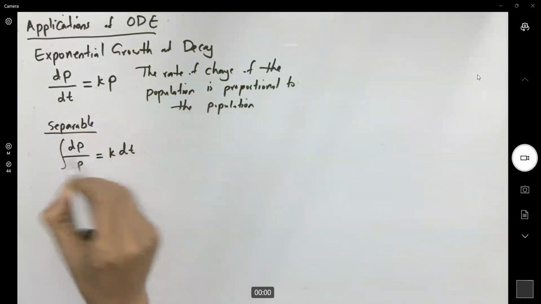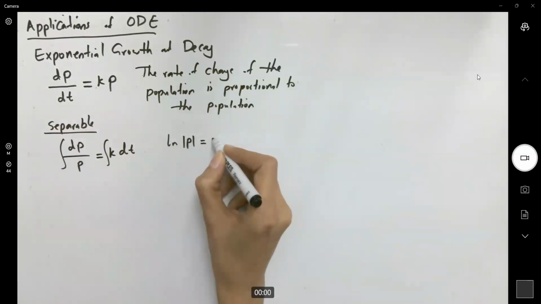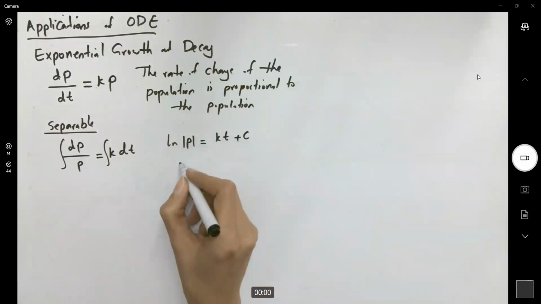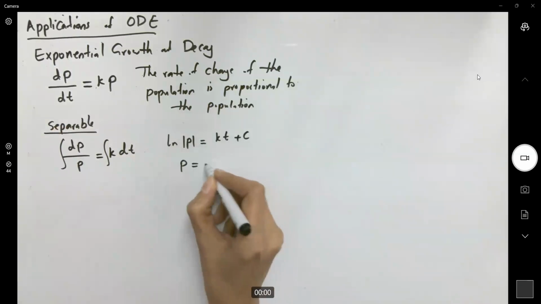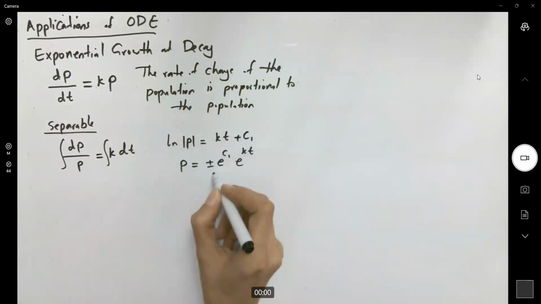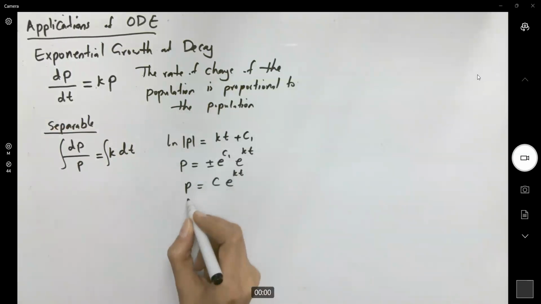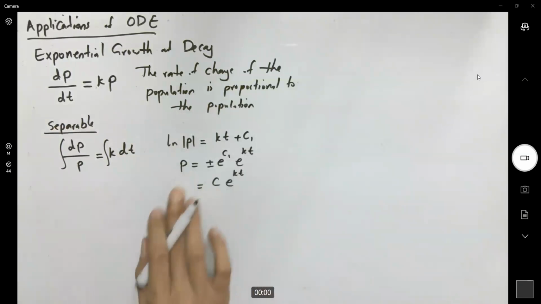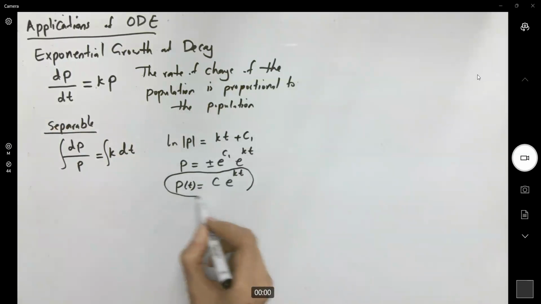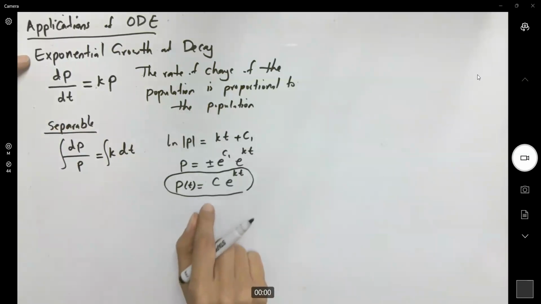If we take the integral of both sides, we get ln of absolute value of P equals kt plus constant of integration. Well, in this case, we say that P is equal to plus minus e to the C, for example, let's call it C sub 1, e to the kt. Now, this P becomes C e to the kt. And remember that P as a population is a function dependent on the free variable t. So we found a model for exponential growth and decay that gives us the general solution.